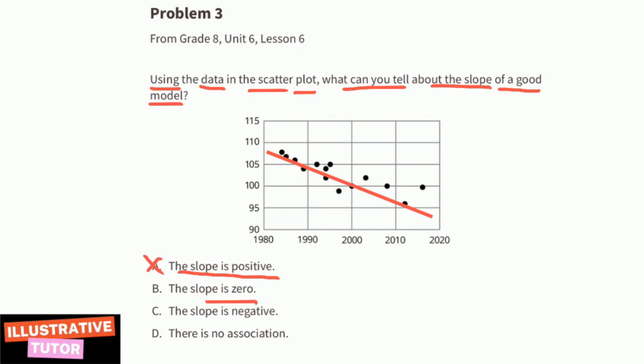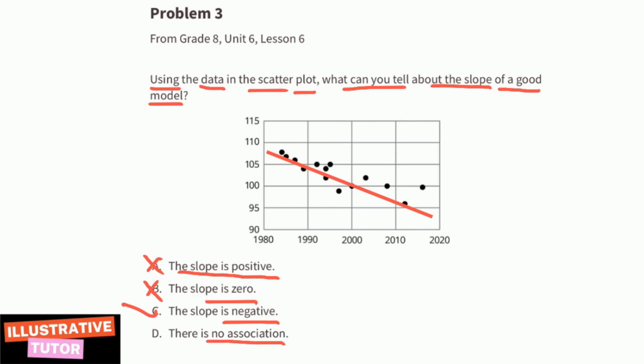B. The slope is 0. The data in this scatter plot show that it has a negative slope, so we know that it can't have a 0 slope. C. The slope is negative. We've already determined that the slope of this line is negative. You can also tell by looking at the axes. As the horizontal values increase, the vertical values decrease. That means it has a negative slope.